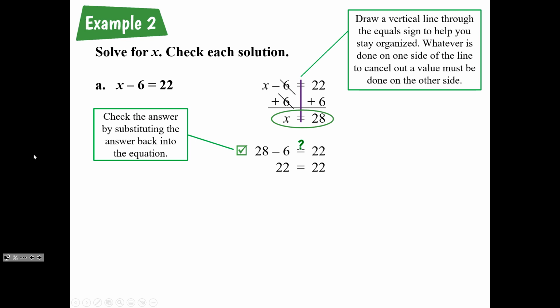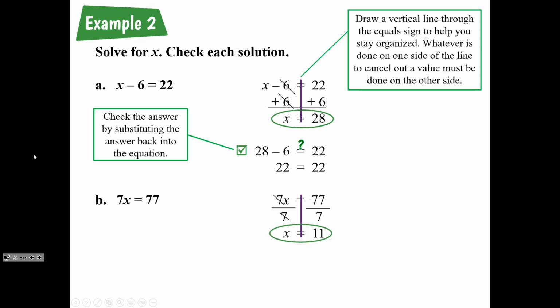Okay? B, 7x equals 77. Our variable is being multiplied by something. How do we undo multiplication? Division. We do the inverse of multiplication, which is division. We divide each side by 7 because we want x by itself. When we divide 7x by 7, we're left with just x. When we divide 77 by 7, we get that our x is equal to 11.